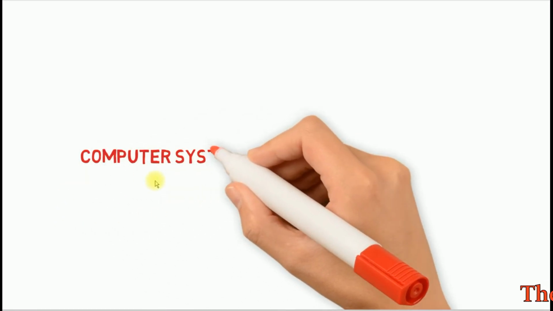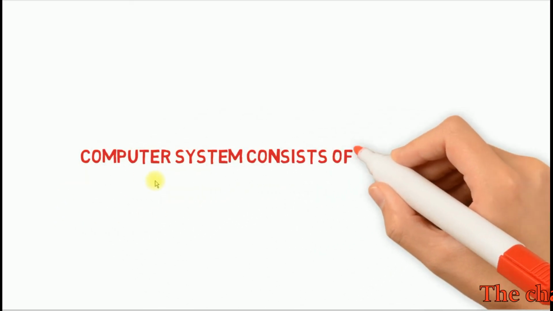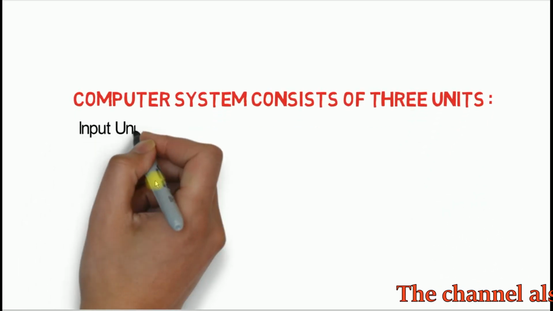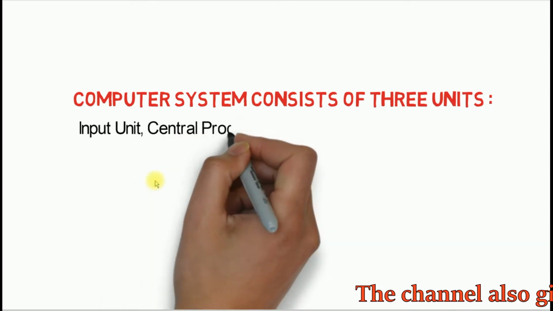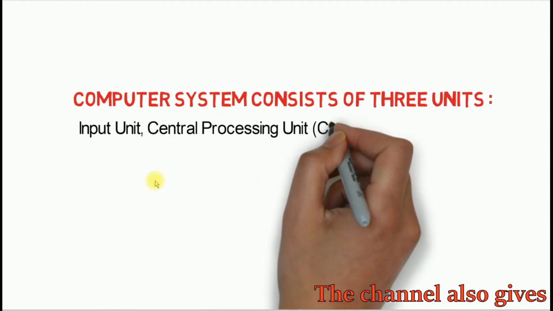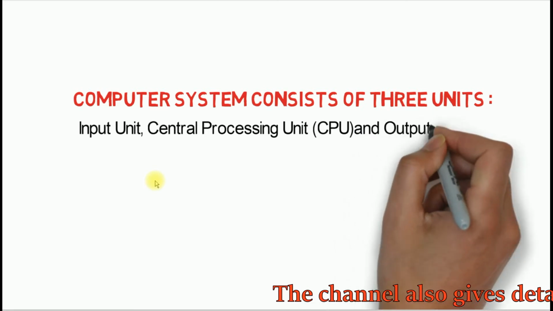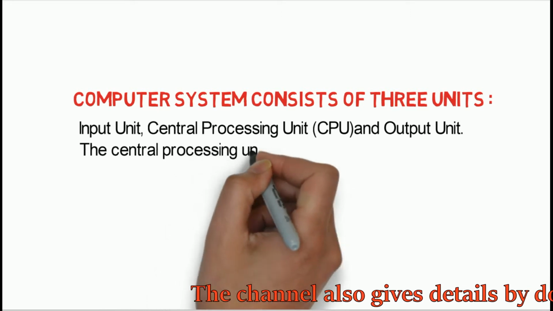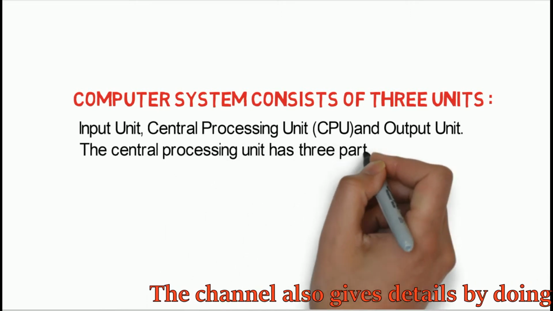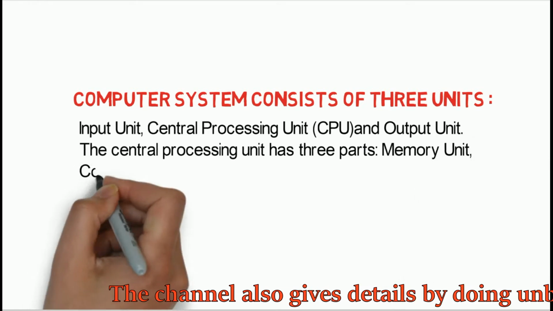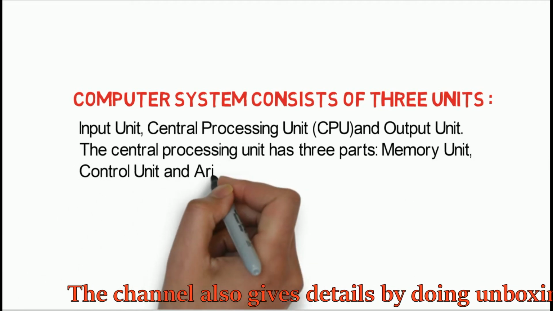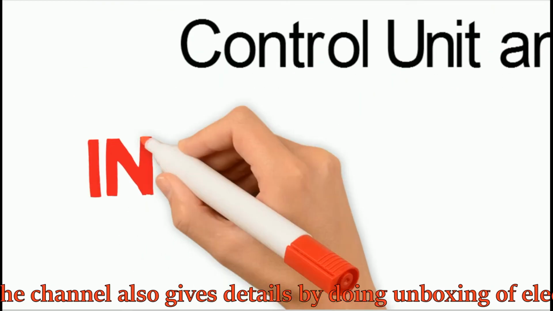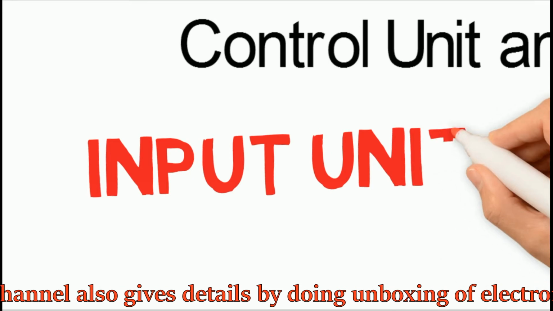So the computer system consists of 3 units: input unit, central processing unit (CPU), and output unit. The central processing unit has 3 parts. First, memory unit, second, control unit, third is arithmetic logic unit. Let me explain input unit.